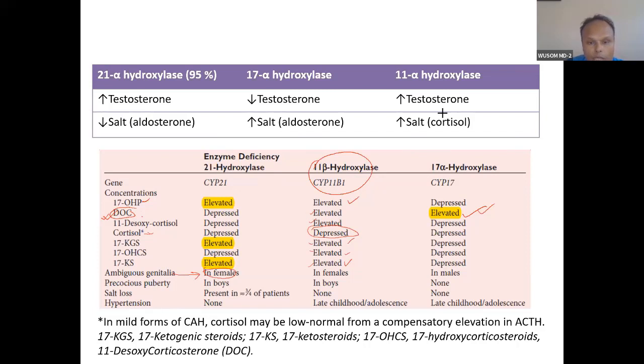Here also in female, because in both conditions testosterone or androgens are high. So that is why in female androgen is high. So what will happen? Growth of female genitalia will be obstructed because of androgen production in intrauterine life only. So you can see, this is the problem here.